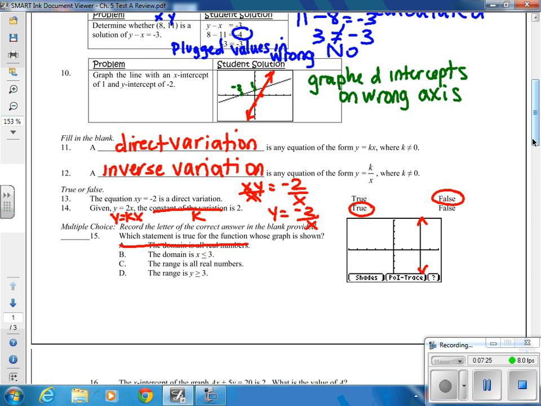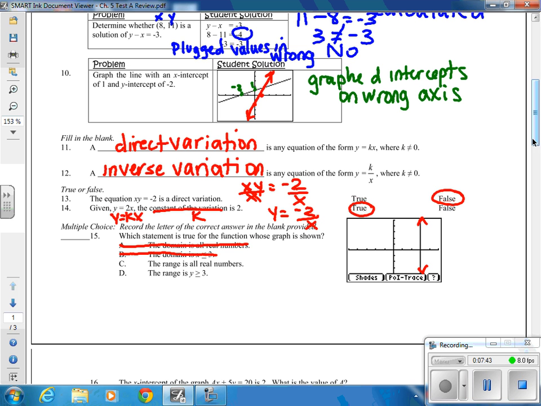If we go to B, they're saying the x value is everything less than or equal to -3. Well, that's not true either, because the x value is only one number. It can't be any other number, so that's out. If you go to letter C, the range is all real numbers. Remember, range is your y values. If you travel up and down on this line, you will come across every single y number under the sun.